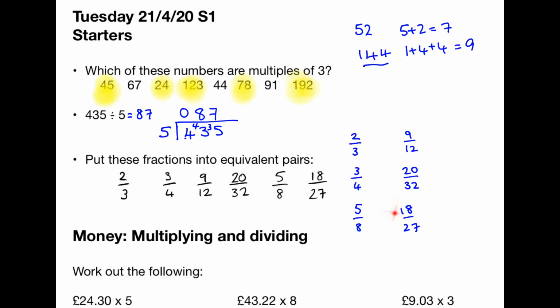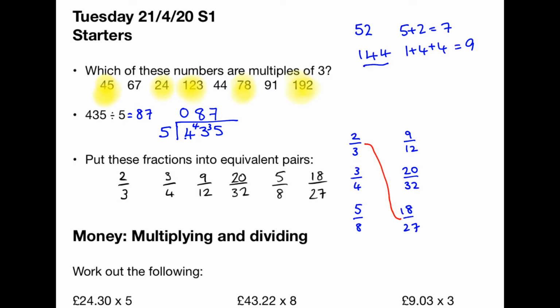So look at the bottom one here. So 2 is multiplied by 9 to give us 18. And 3 is also multiplied by 9 to give us 27. So because the top and bottom of this fraction have both been multiplied by 9, then 18 over 27 is an equivalent fraction to 2/3. Okay, so we can match up those two.